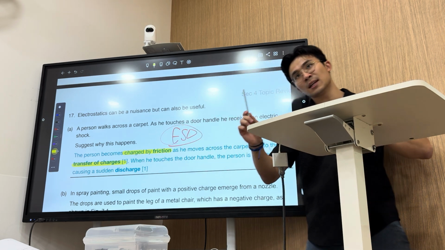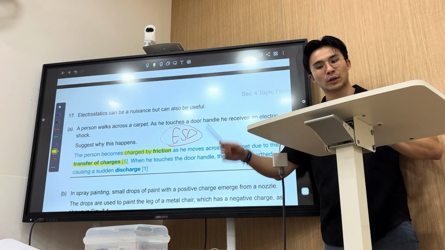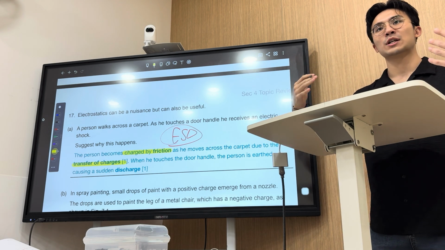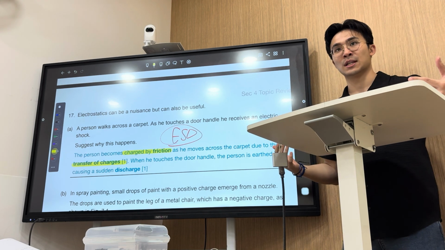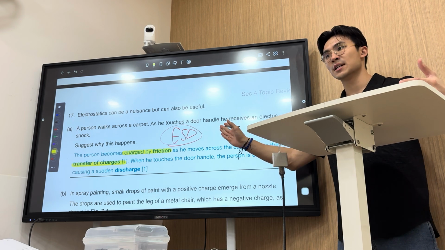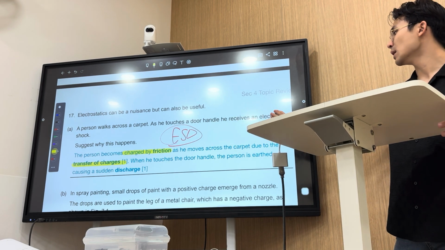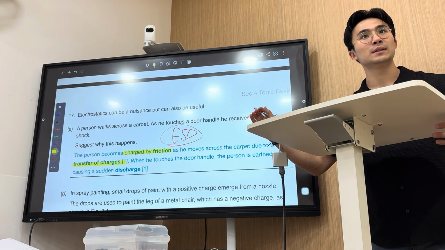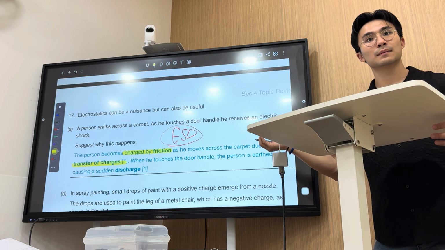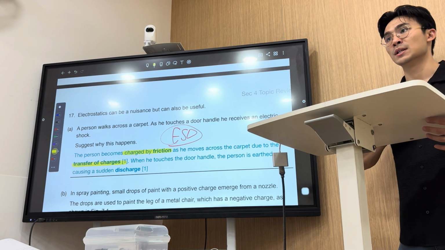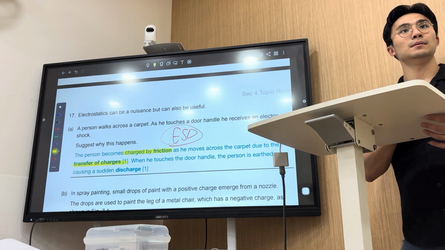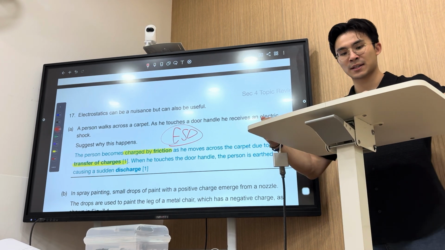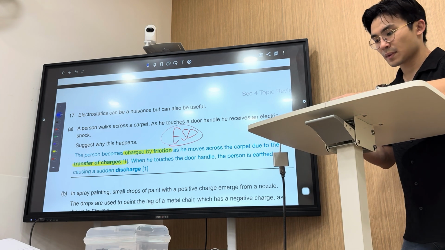Do not say electrons transfer from the person to the carpet or carpet to person. We do not know that. We do not know who is transferring to who, who is gaining, who is losing. So just say transfer of charges. If you want to say transfer of charges between man and carpet, fine. Just don't say transfer from who to who. How do we know that we are the ones gaining or we are the ones losing? It depends on the person. It also depends on the material of the carpet. So we do not know.